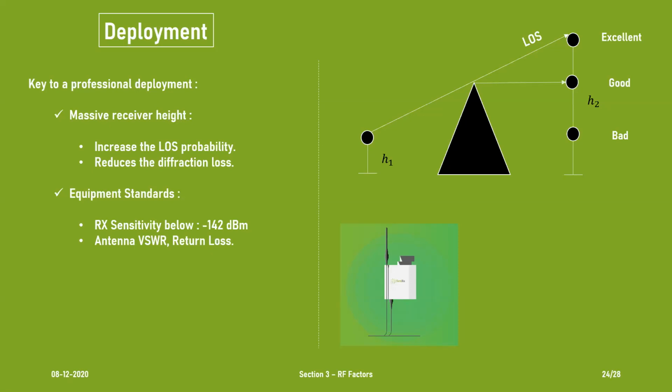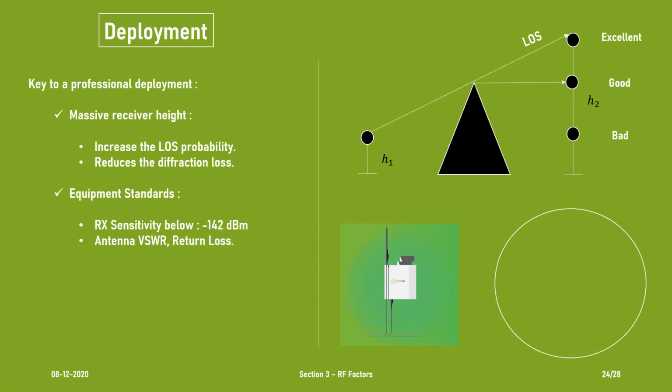When you see an antenna, that is one of the most important aspects of a wireless communication system. We really take care of the antenna VSWR, return loss, and all sorts of stuff. That is particularly a different discussion in another direction. But note that equipment standard is going to make or break your RF performance.